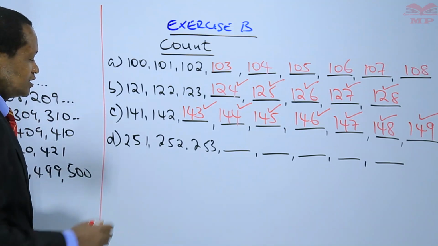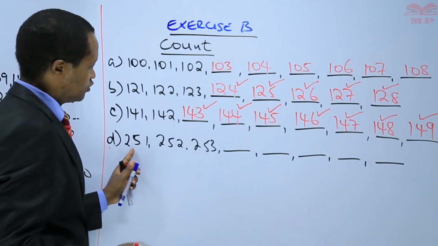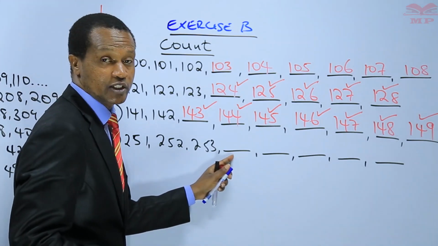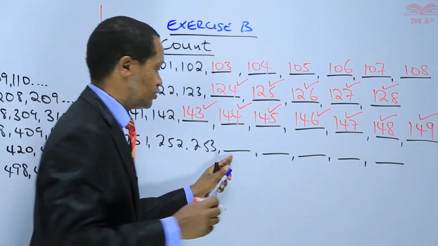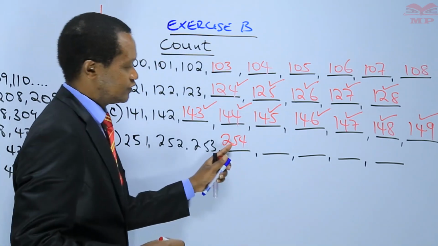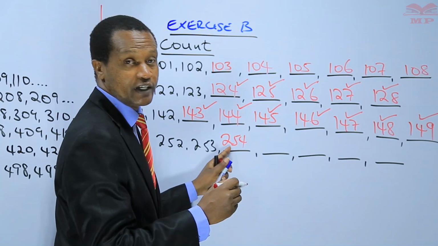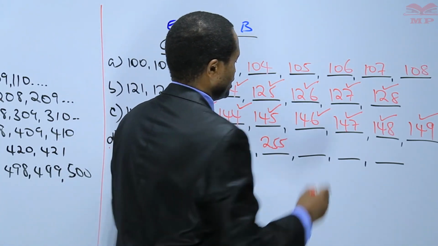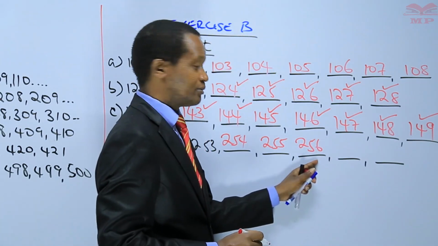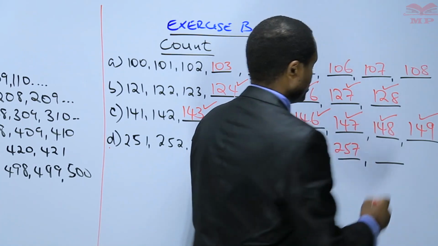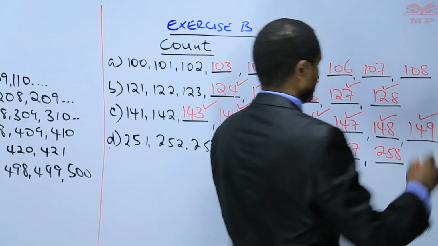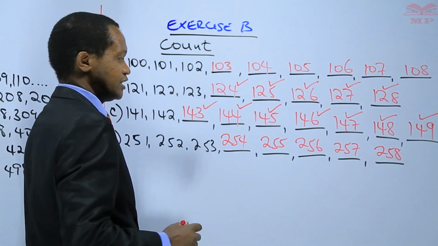Let's do the last exercise. Exercise D. You are to count from 251 to 252 to 253. The next number after 253 is which number? Is number 254. So you come here and write 254. After 254, the next number is 255. After 255, we move on to 256. After 256, the next number is 257. After 257, what is the next number? The next number is 258. If that's what you did, again, learner, do what?